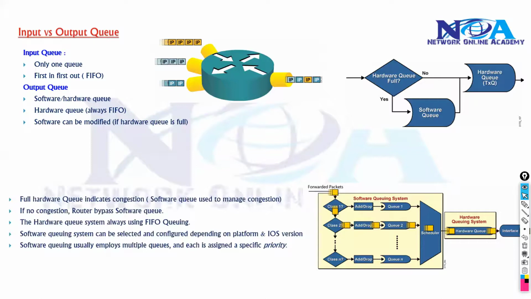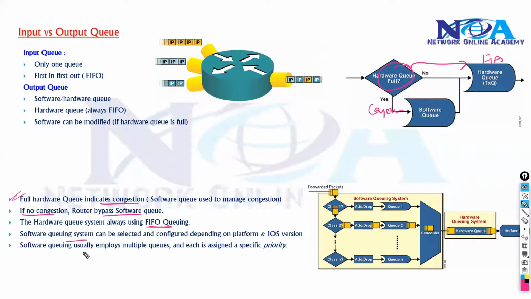Here, the same point I have just explained: a full hardware queue indicates congestion. Whenever this hardware queue is full, it indicates that there is congestion. And if there is no congestion, then it will simply bypass the software queue. There is no need for any kind of queuing mechanism. It is not required if there is no congestion. Again, the hardware queue, as I said, will always be first in, first out.